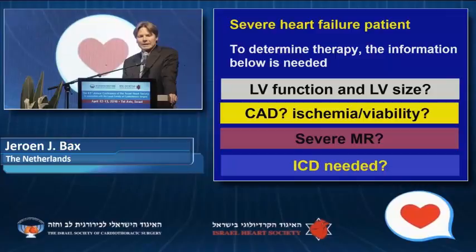We know that he has coronary disease, but for completeness, if you have a patient with severe heart failure, one of the first questions is, does he have coronary disease or not? If he has coronary disease, which is about 70 to 80% of the patients presenting in the Western world with heart failure, they have ischemic cardiomyopathy. Does he have ischemia, or is there residual viability? Does he have severe mitral regurgitation, as our patient here certainly had? And does he need a device? We put here ICD, but you can also put there ICD CRT.